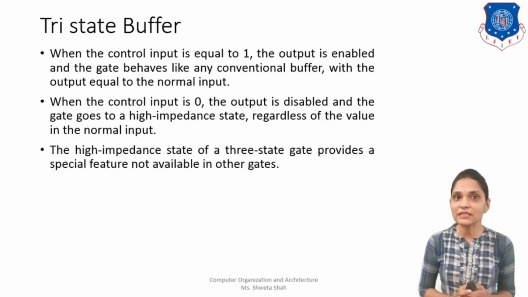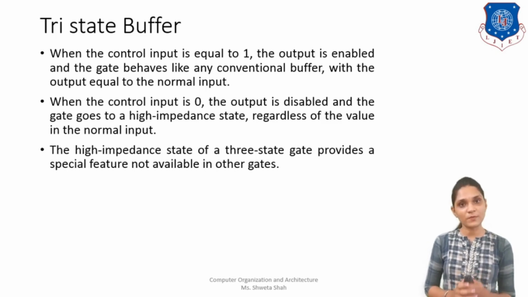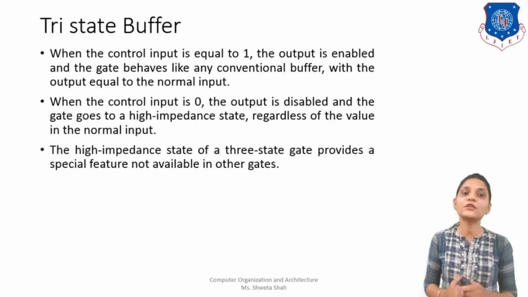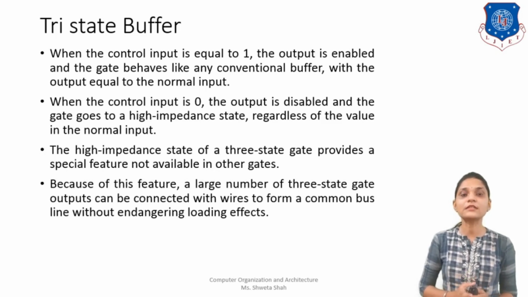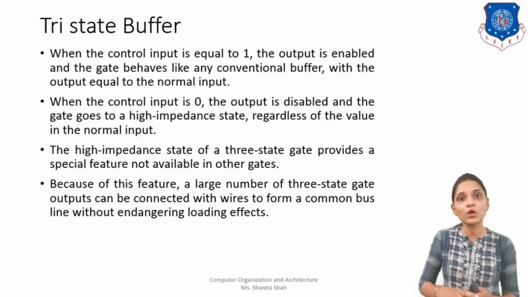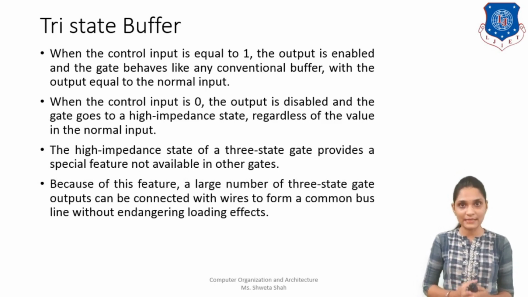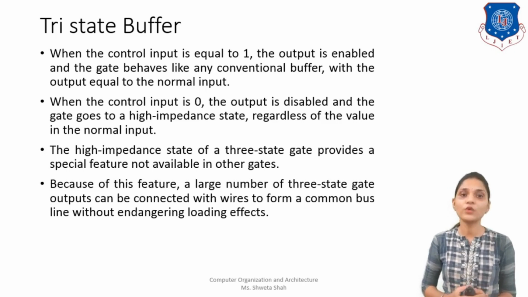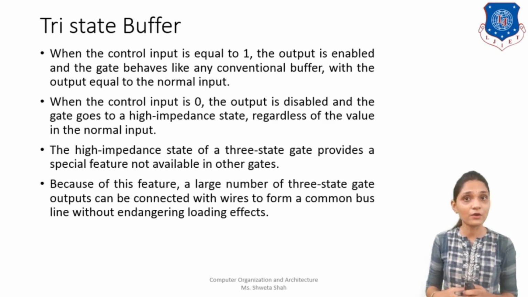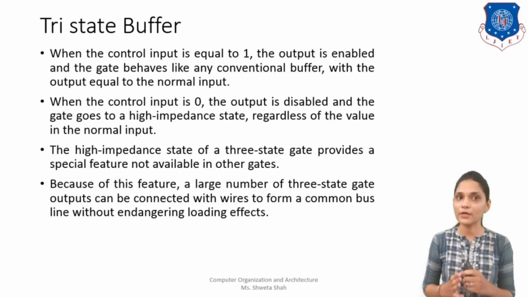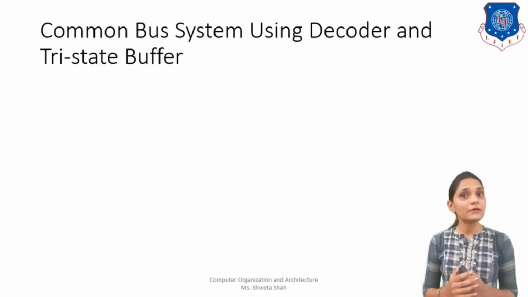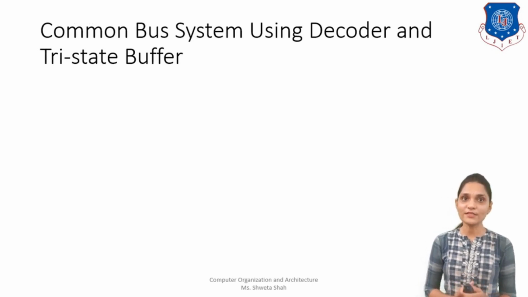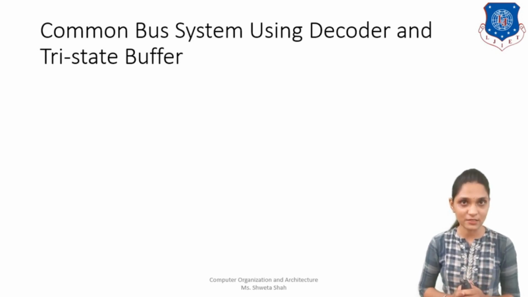The high impedance state of the tri-state gate provides a special feature that is not available in another, or you can say, conventional gate. Because of this feature, a large number of tri-state gate outputs can be connected together with wires to form a common bus line without encountering loading effects. So this is a very useful concept for designing your common bus system. So let me see how we can design the common bus system using this tri-state buffer.